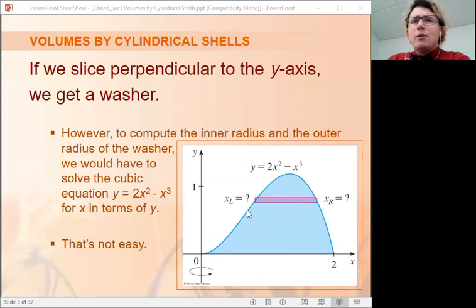I need to know the width of this slice. What is the x coordinate on the left? And what is the x coordinate on the right? Well, the only formula I've been given is y equals 2x squared minus x cubed. It's not immediately obvious how I will find those two x coordinates. I could set up the algebra, but I don't want to.